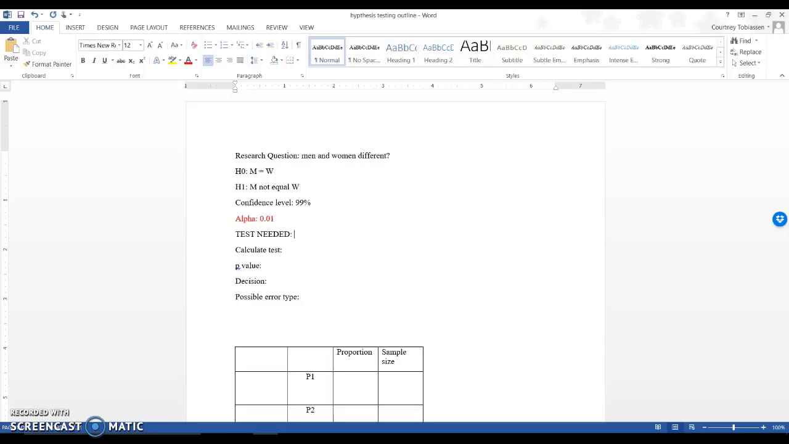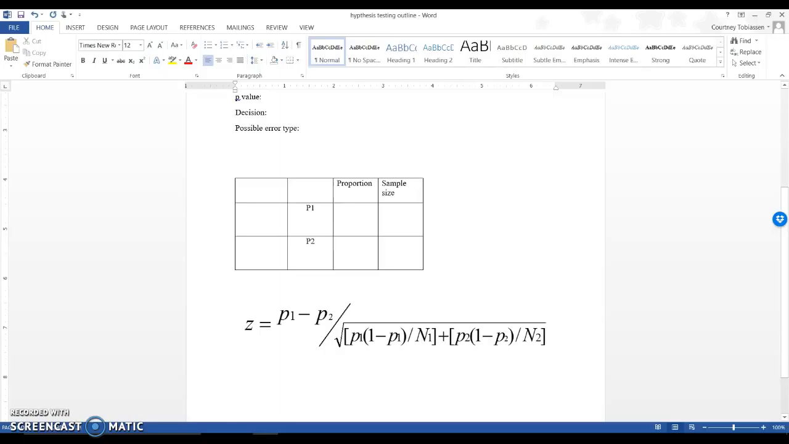The test we need, we have proportions. We don't have means, and we have two samples, so it's a two-sample test of proportion. So calculate the test. Doesn't matter which one you put where, but I'm just going to put women and men. So this is going to be P1, this is going to be P2. My proportion, 38% of women got a cold out of 100 women, and out of 200 guys, 51% got a cold while using this.